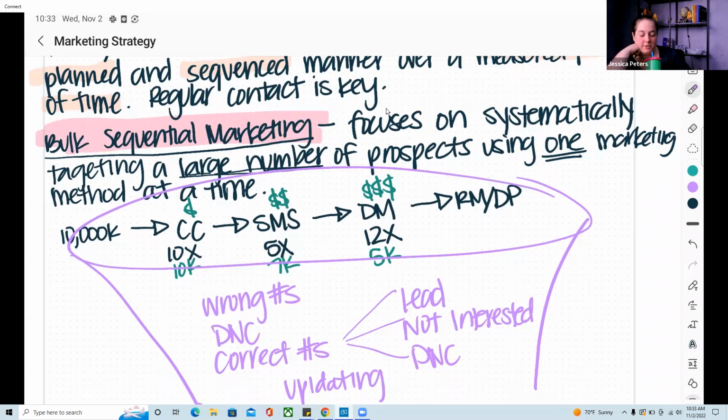So the biggest difference between this and the other strategy is that we're moving it through a cycle. Think about it like a conveyor belt, right? We're moving it through a cycle, and really the data just keeps getting marketed to unless we get a correct number to a homeowner. So if we haven't made contact, we move it to another stage of marketing.